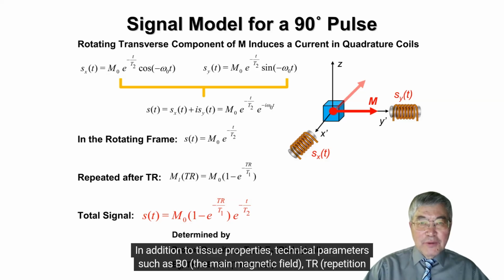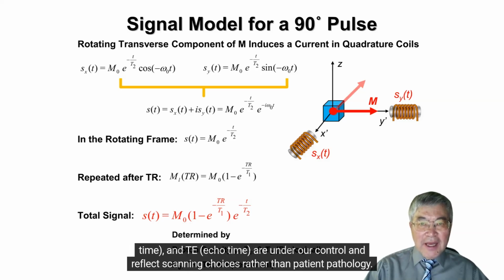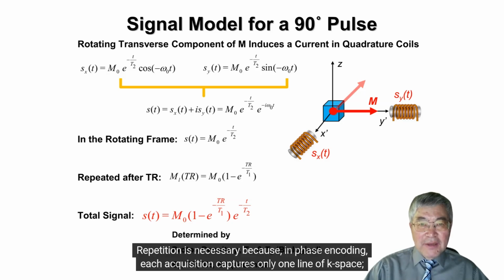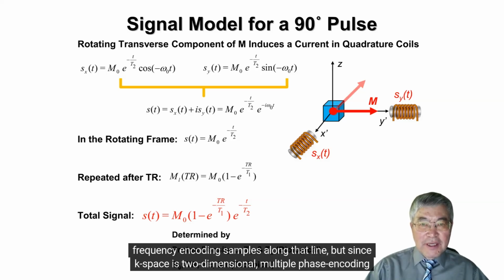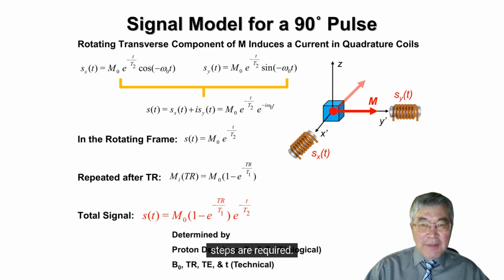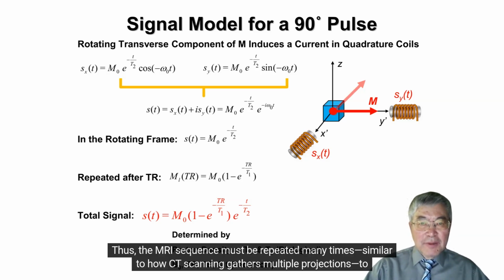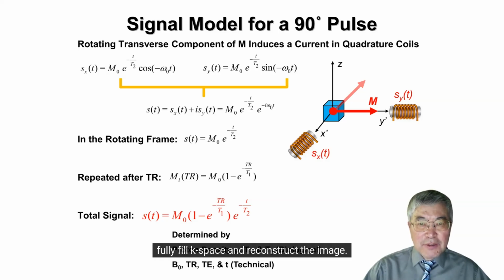In addition to tissue properties, technical parameters such as B0, the main magnetic field, TR, repetition time, and TE, echo time, are under our control and reflect scanning choices rather than patient pathology. Repetition is necessary because in phase encoding, each acquisition captures only one line of k-space. Frequency encoding samples along that line, but since k-space is two-dimensional, multiple phase encoding steps are required. Thus, the MRI sequence must be repeated many times, similar to how CT scanning gathers multiple projections, to fully fill k-space and reconstruct the image.